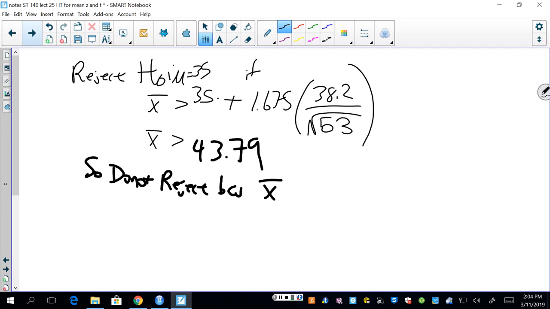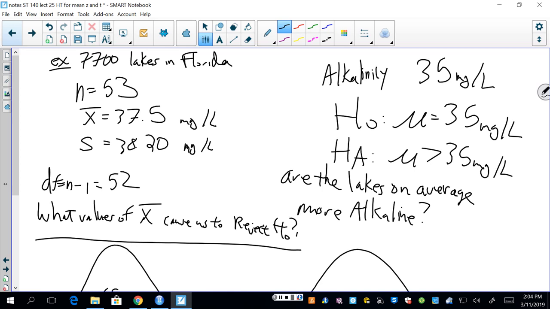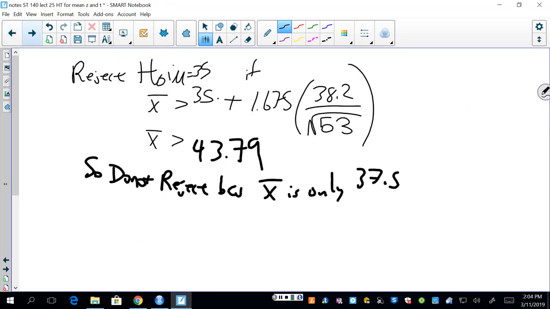Because x bar is only 37.5 in this setting, it's not so far out there. It's bigger than 35, but not far enough for us to conclude that the statewide average can't be 35. It might not be 35, it might be a little bit higher, but based on our sample, we can't really throw it out and say the whole state is higher. So that's the x bar rejection area method.